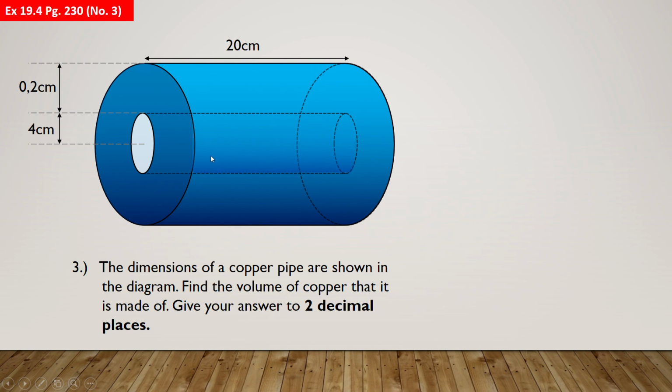They basically want you to figure out how much copper this pipe is made out of, and that little part in the middle is empty, so you'll have to subtract that.